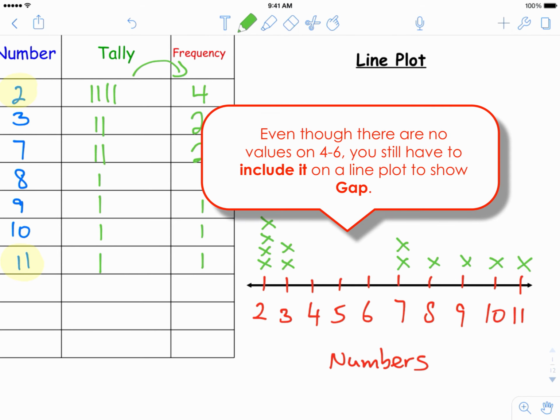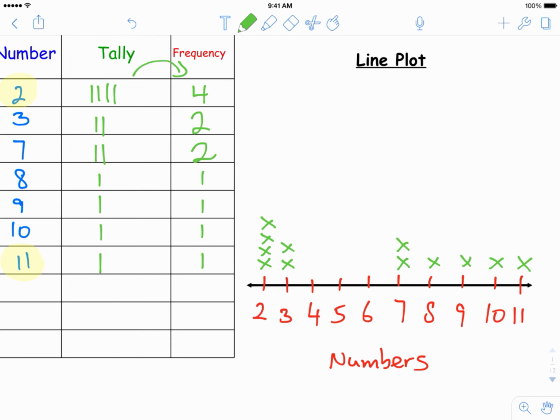Notice how there are no values for 4, 5, and 6? You still have to put them down because the number line used for a line plot must have consistent intervals. Since we are counting by 1, we need to put them down.